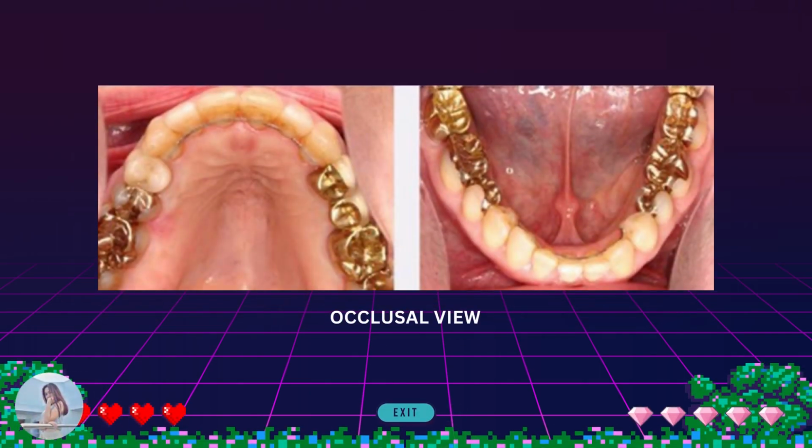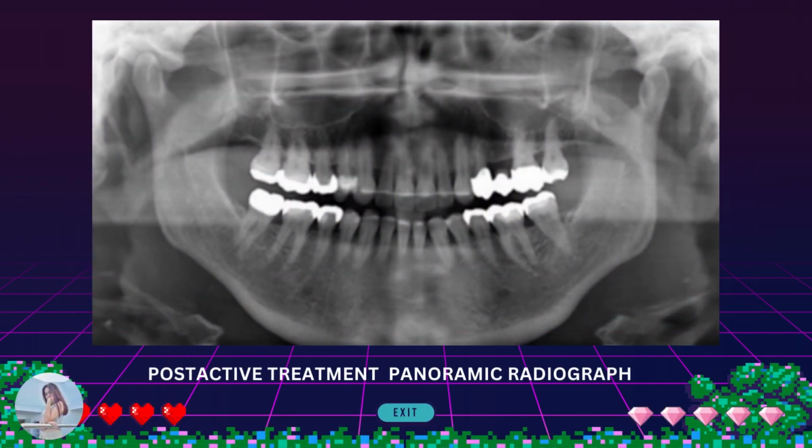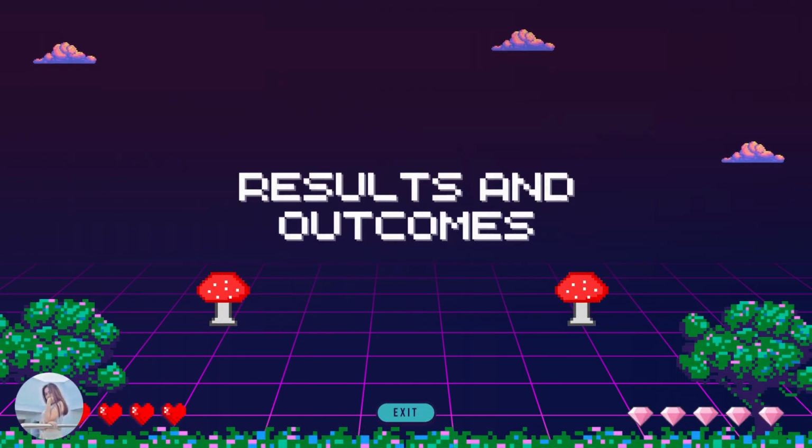Here are photos of the maxillary and mandibular occlusal aspect showing the gold inlays and full coverage gold crown. And here is the post-active treatment panoramic radiograph. Results and outcomes.